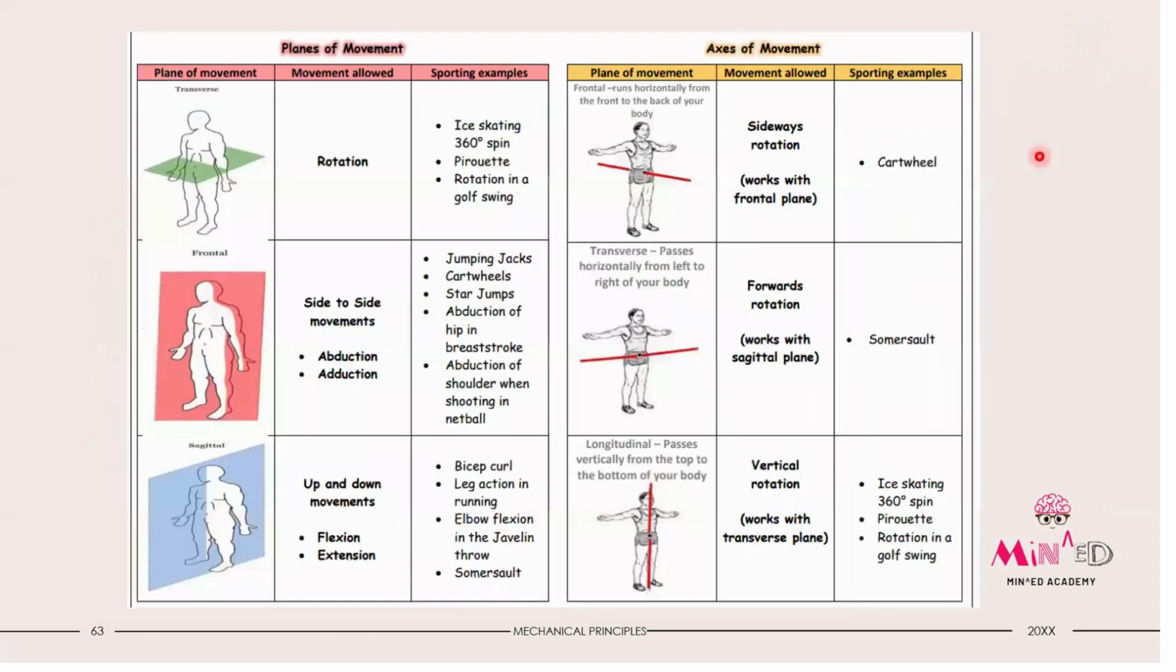Now this is a small chart regarding the planes of movement. In the transverse plane, mostly rotation occurs. Sporting examples are ice skating pirouette and the rotation of the golf swing.